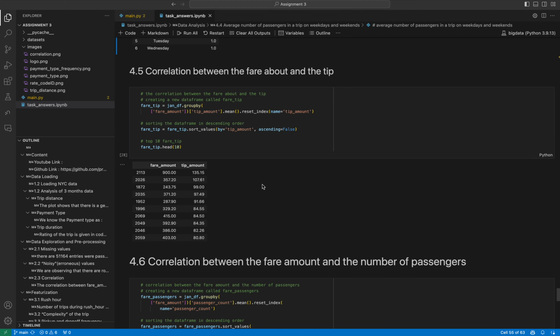The correlation between the fare and the tip: you can see that the fare amount is 9, but the tip given to that is 135.